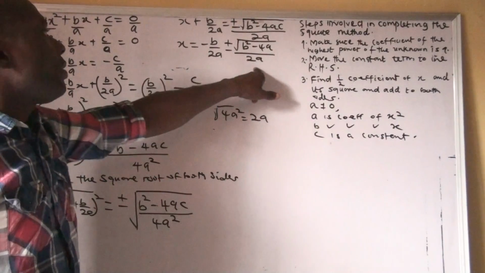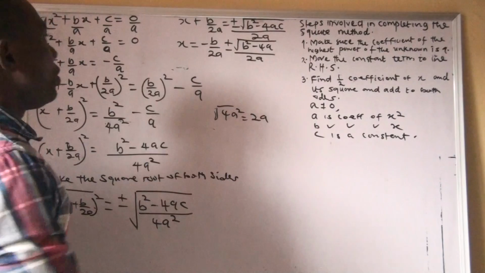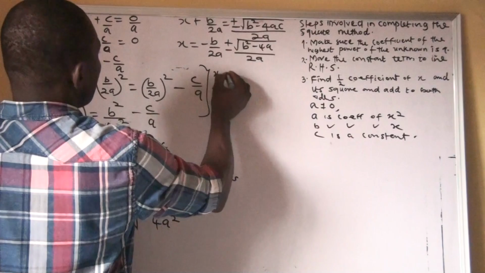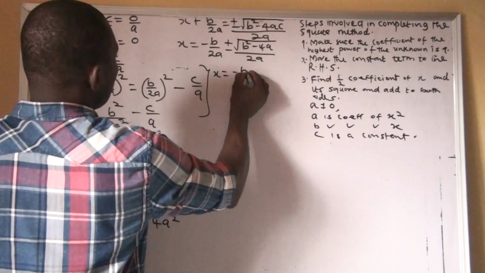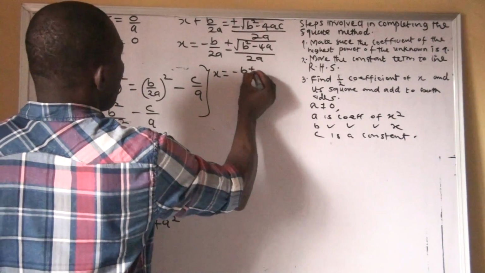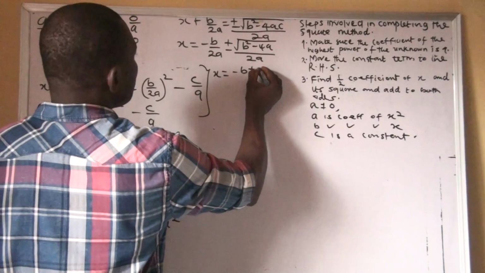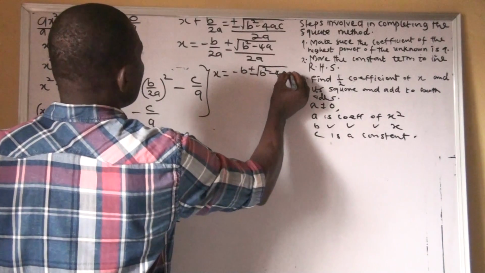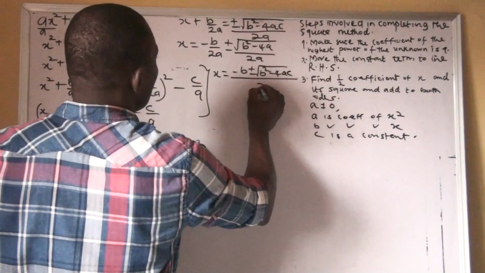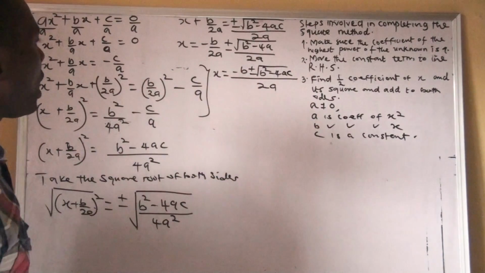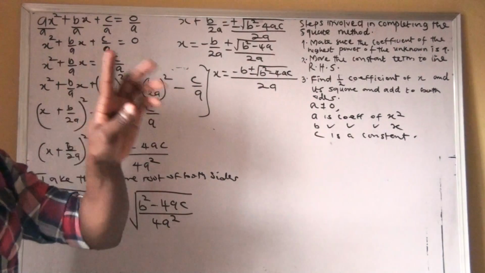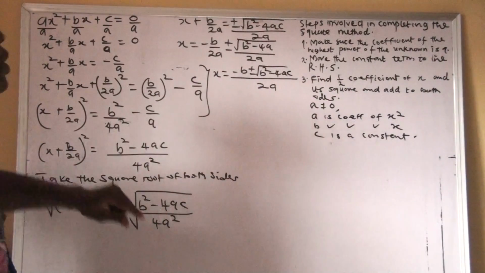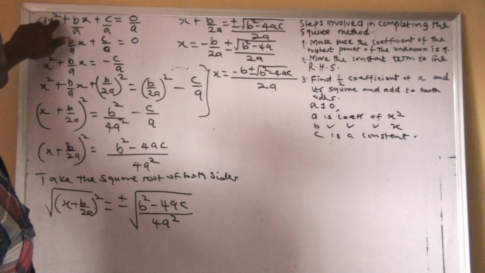Now you see that this is another fraction, but we have a common denominator, so that our x here becomes minus b plus or minus the square root of b squared minus 4ac everything over 2a. So here we are going to have a pair of solutions, because a quadratic equation usually has two solutions, because the highest power of the unknown is 2.